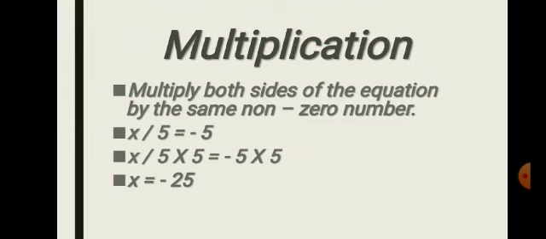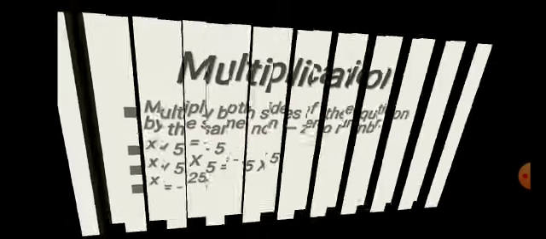Multiplication. When the variable is divided, suppose it is written x upon 5 is equal to minus 5. What is the opposite of division? That is multiplication. So we multiply both sides of the equation by the same non-zero number, that is 5. So x upon 5 multiplied by 5 is equal to minus 5 multiplied by 5. 5 with 5 is cancelled. So the answer is x is equal to minus 25.